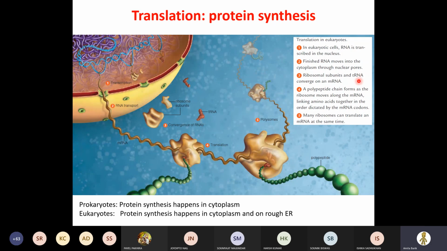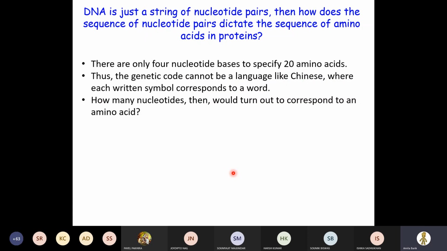Then the ribosomal subunits and tRNA act on the ribosomes, and the polypeptide chain, or protein synthesis, takes place on the ribosomes. How it takes place, we will discuss now. See, DNA is just a string of nucleotide pairs. Now, very importantly, the question that comes up is: if DNA is simply a series of nucleotides, how does this series of nucleotides dictate the sequence of amino acids in a protein?